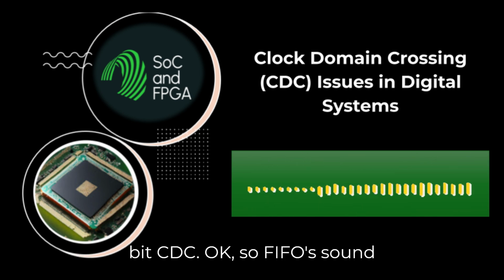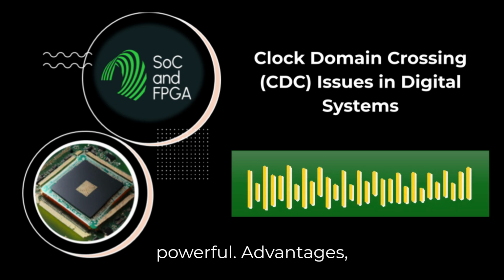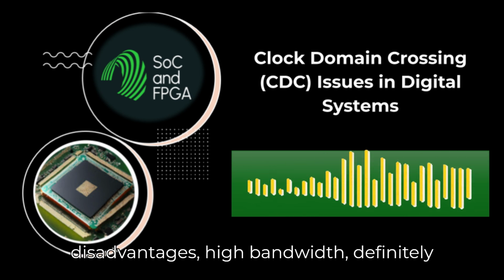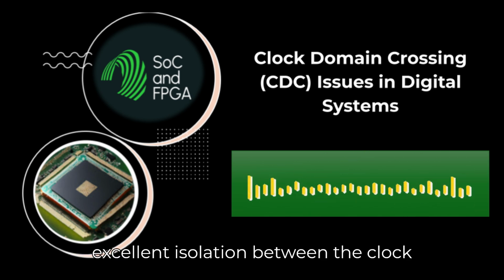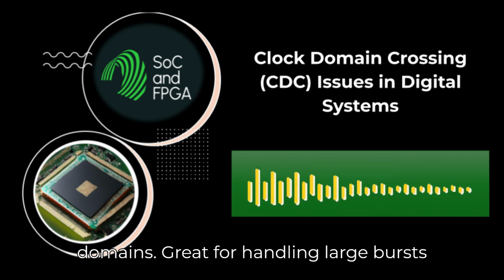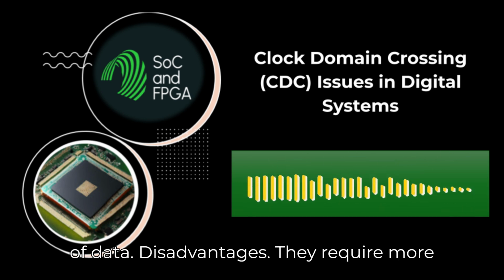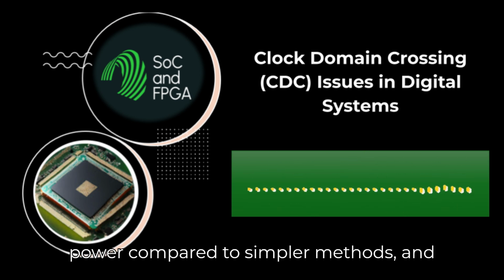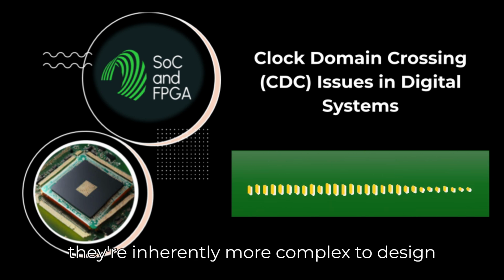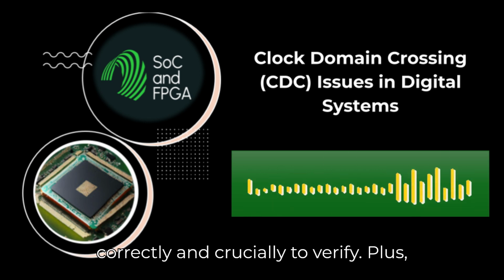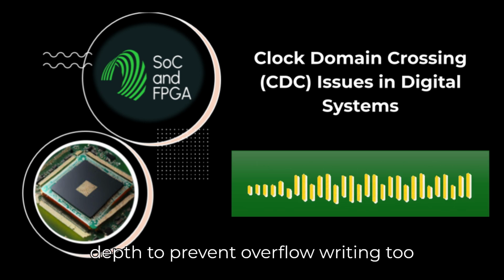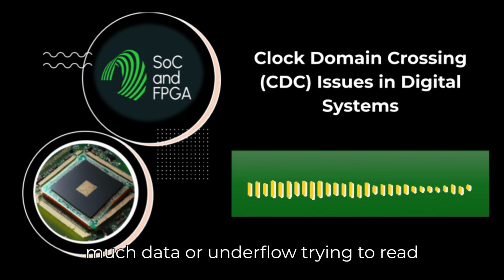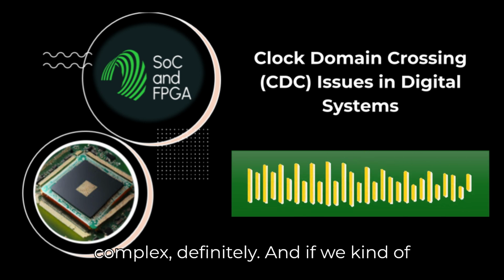Okay, so FIFOs sound powerful. Advantages, disadvantages. High bandwidth, definitely. Yeah. Excellent isolation between the clock domains. Great for handling large bursts of data. Disadvantages. They require more hardware resources, more chip area, more power compared to simpler methods, and they are inherently more complex to design correctly and, crucially, to verify. Plus, you need to carefully manage the FIFO's depth to prevent overflow, writing too much data, or underflow, trying to read from an empty buffer. Right, so more complex. Definitely.